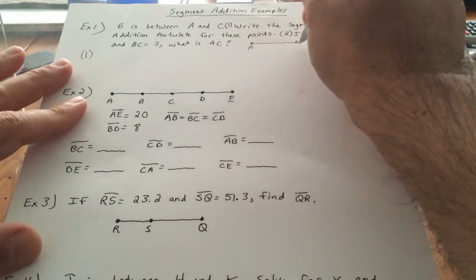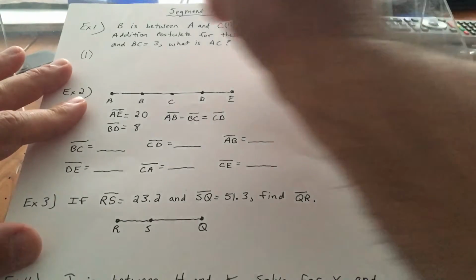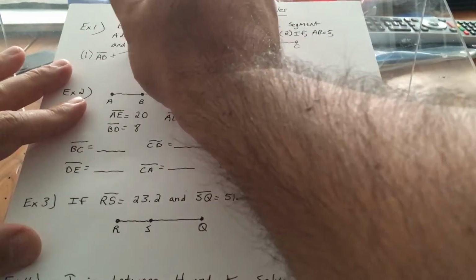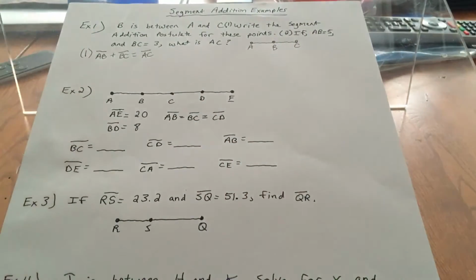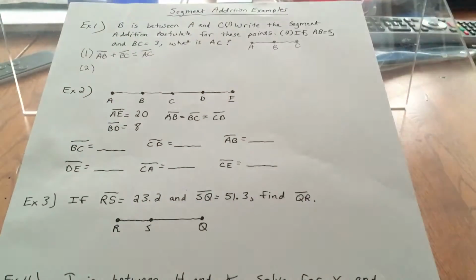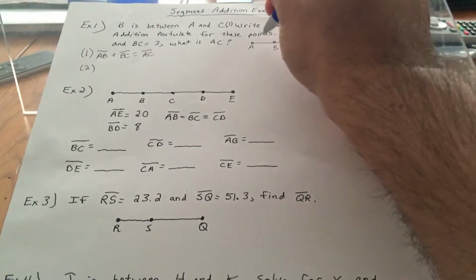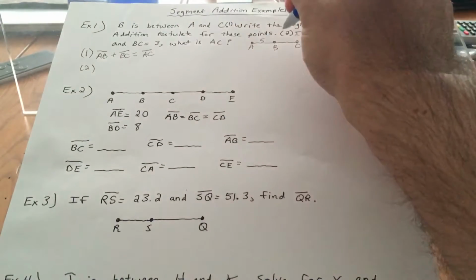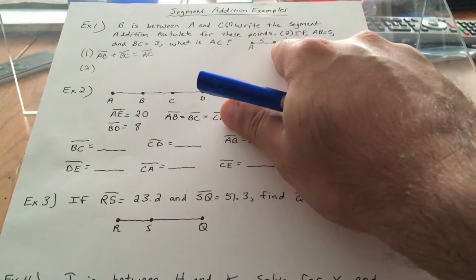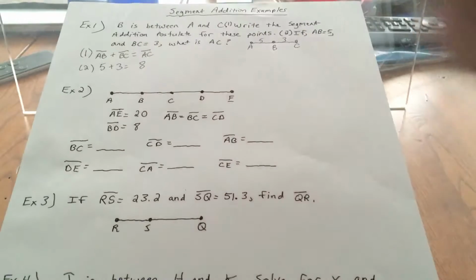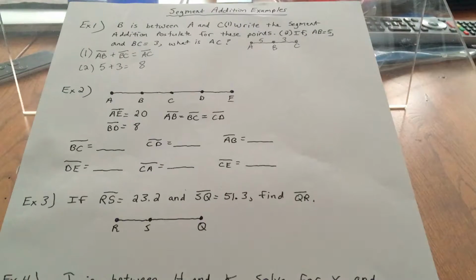So A and C are on the ends, and then B is somewhere in the middle. Remember, the segment addition postulate says that segment AB plus segment BC is equal to segment AC. That's the segment addition postulate for this example. In part 2, if AB is equal to 5 and BC is equal to 3, then what is AC? If you add these together, it's 5 plus 3, which is 8. All right, simple enough.